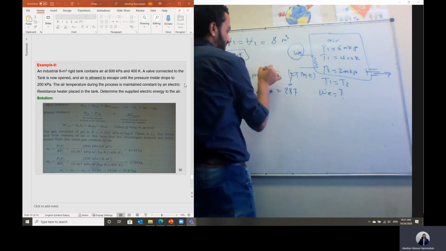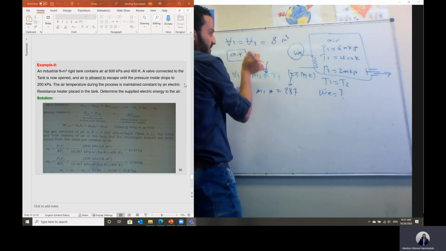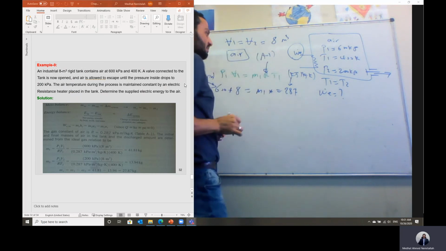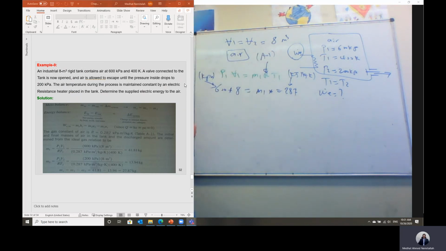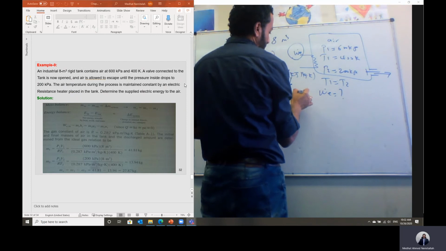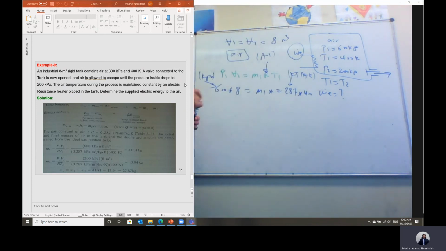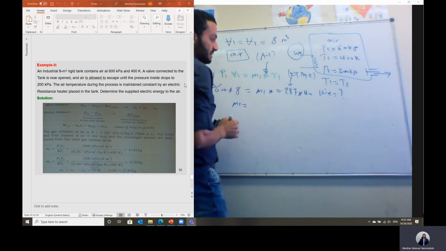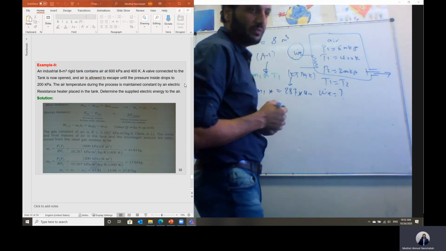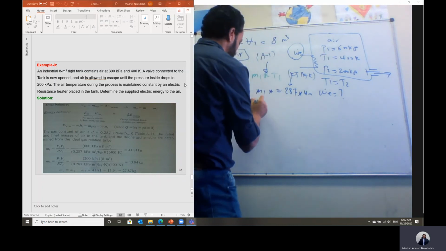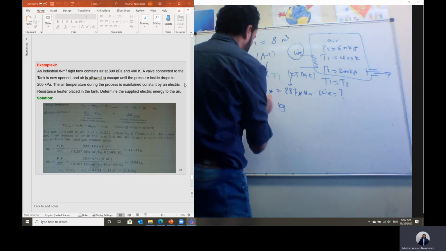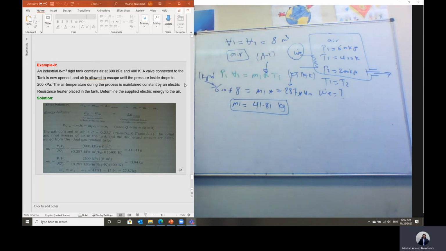This gas constant R, if you don't remember it, or if the working fluid is other than air, we can just get from table A1 depending on the working fluid. This is the R value multiplied by the temperature T1, which is 400 Kelvin in this case. Based on this, we can calculate the mass M1, the initial mass of air, which equals 41.81 kilogram in this case. So this is the initial mass.